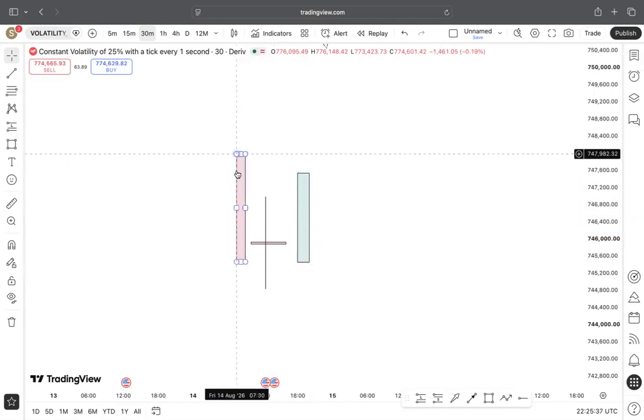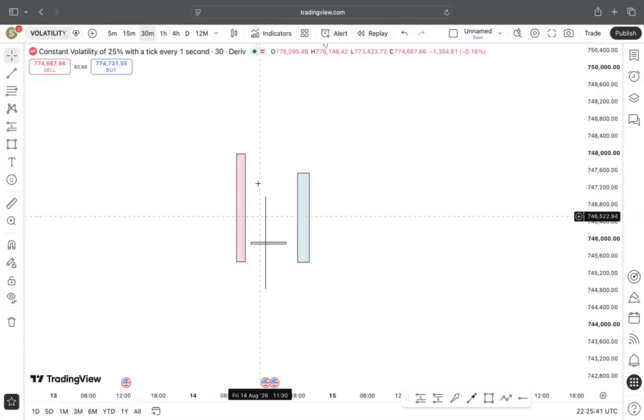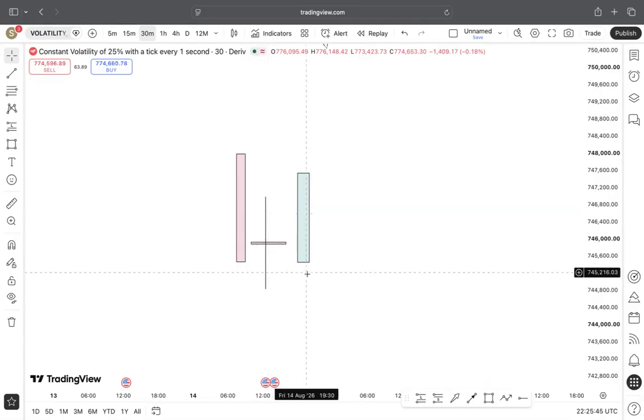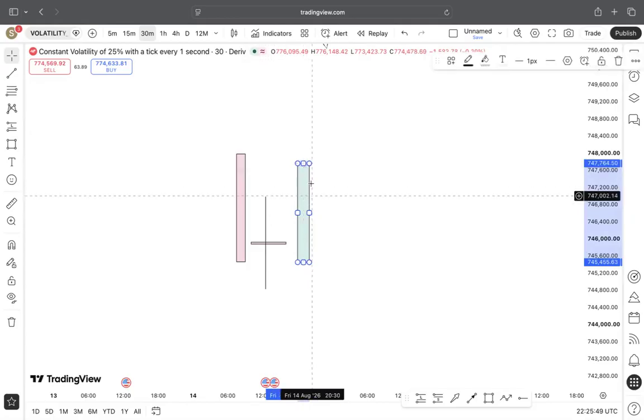So this bearish candlestick is telling you that sellers were in control of the market before, and then the indecision candlestick is telling you that there was a pause in the market, and then this bullish candlestick is telling you that buyers took over the market.